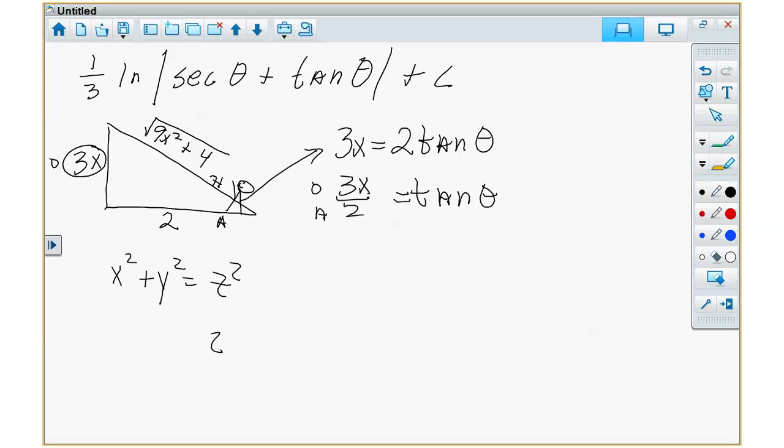Z is equal to the square root of 9x squared plus what? Plus 4. You're going to get this no matter what. Now you understand, it's not always going to be the hypotenuse. Last time it was the adjacent or whatever. It all depends on what this is right here.